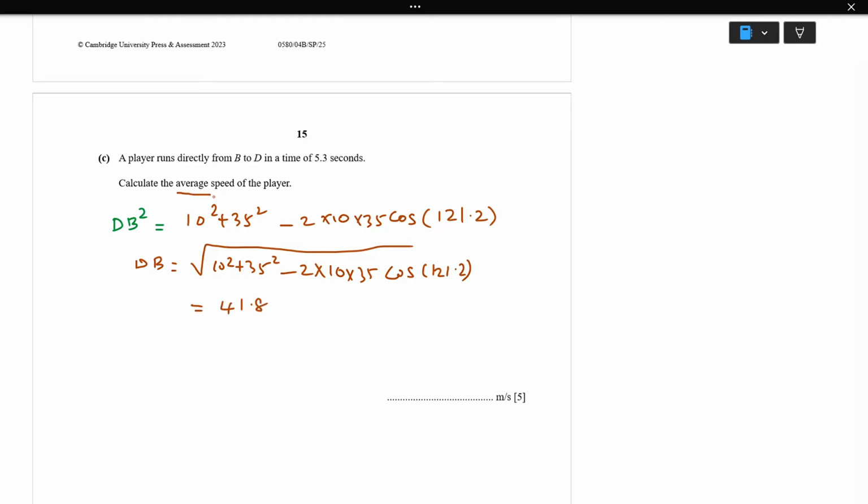We need to calculate the average speed. Speed equals distance over time. The distance is 41.8 over the time, 5.3. The answer is 7.75. So 7.75 is the answer.